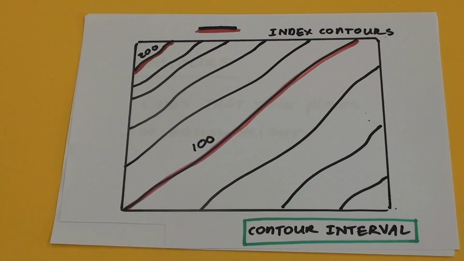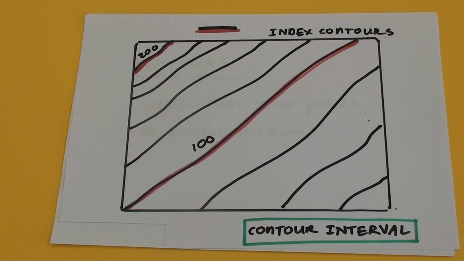Now, all this will come into context in a minute. There's two further concepts. The index contours are the red and the black ones. These are the bolder ones, generally darker, generally in multiples of 100, and they're labeled because it's impossible to label every single contour on a normal map.